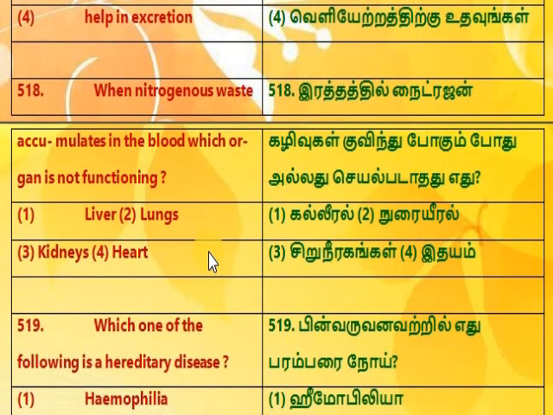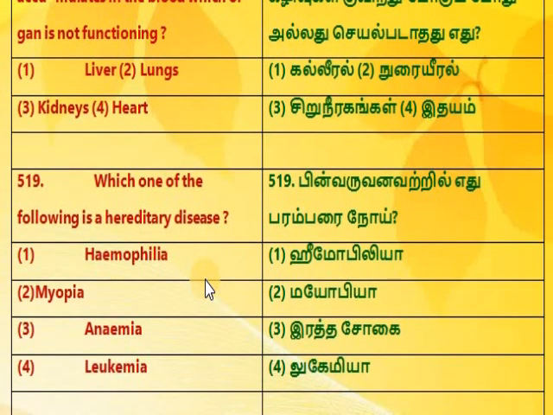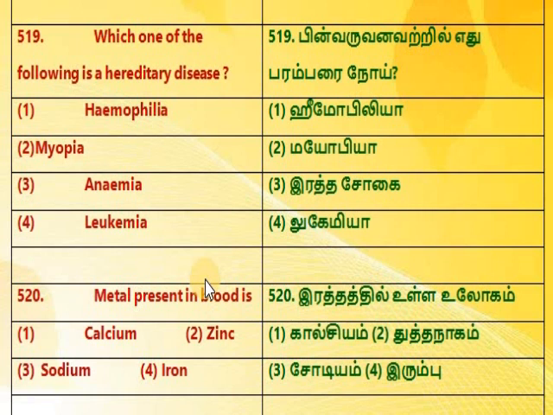518. When nitrogenous waste accumulates in the blood, which organ is not functioning? 1. Liver, 2. Lungs. 3. Kidneys. 4. Heart. 519. Which one of the following is a hereditary disease? 1. Hemophilia. 2. Myopia. 3. Anemia. 4. Leukemia.